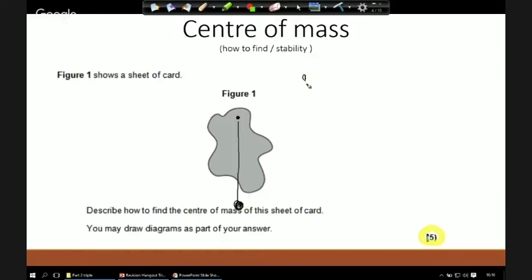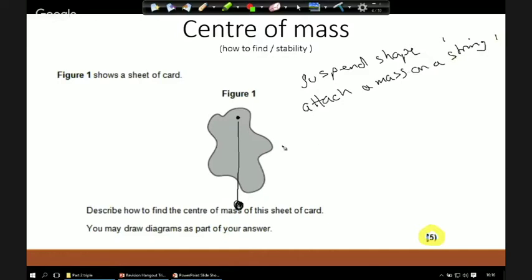Then, for the second mark, you're going to attach a mass on a string. If I write them out in shorthand, first, suspend shape. That just means hang it. Secondly, you're going to attach, now we call these a plumb line because plumbers used to use them, a mass on a string. So that's going to be 1 mark each. Now the next thing we have to do is mark where the string crosses the object. So mark line, either with crosses or just a straight line there. That's going to be your third mark.